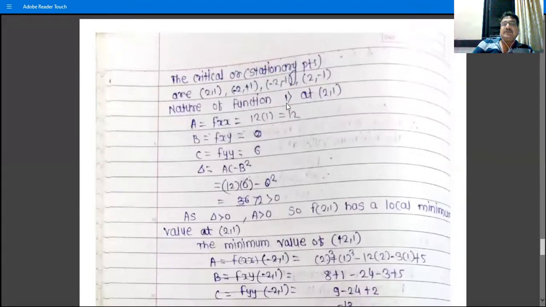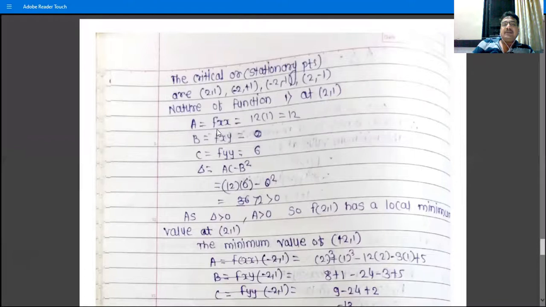So we have to determine the nature of the function. That is, at the point (2, 1), is the function maximum or minimum? Similarly at the points (-2, 1), (-2, -1), and (2, -1). So there are four parts. The first part is the nature of the function at the point (2, 1).